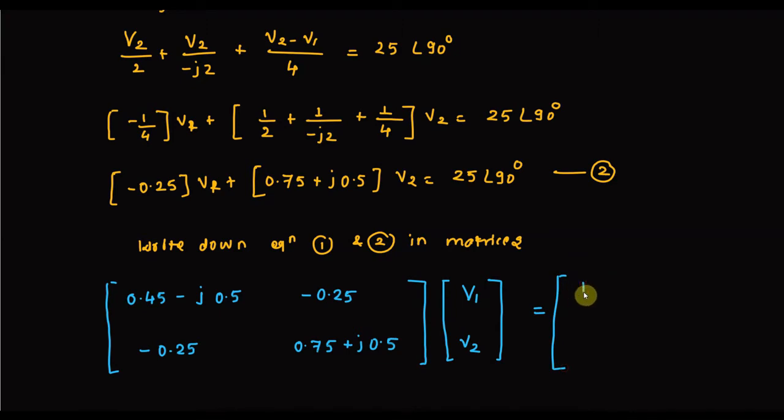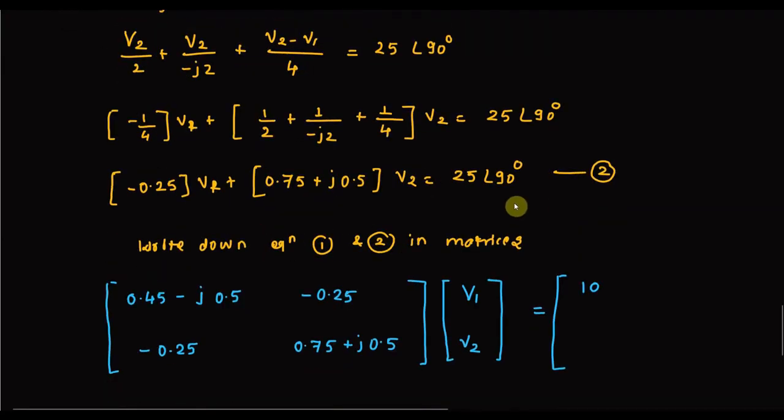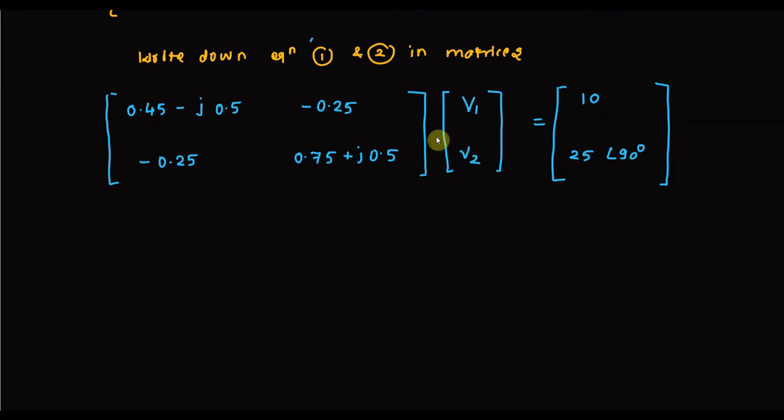So first there is a 10. You can see that in the first equation there is a 10, and in the second equation it has 25 at an angle 90. Fine. So in that way, we have noted down the first two equations. Now my aim is to find V1 and V2. For that, I will be using Cramer's rule. I have told you about Cramer's rule.